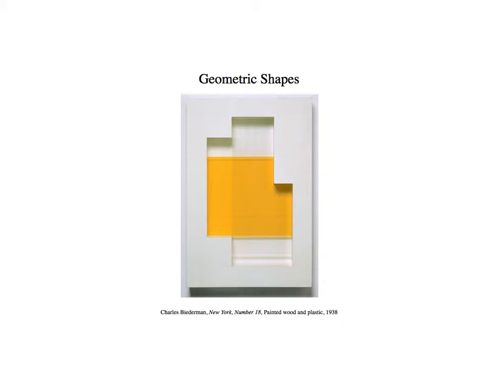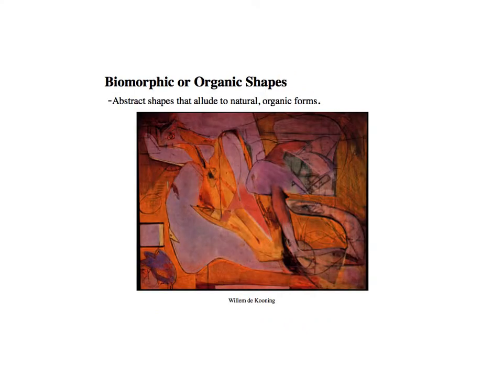There are different types of shapes. We talked about this during our very first PowerPoint. Geometric shapes are shapes that are based off of straight lines, often man-made. So you see things like squares, circles, rectangles. Biomorphic or organic shapes are shapes that allude to natural or organic forms. So you see they often symbolize things found in nature, or in the biology within the human figure, or even in our interiors, like cells or body organs.